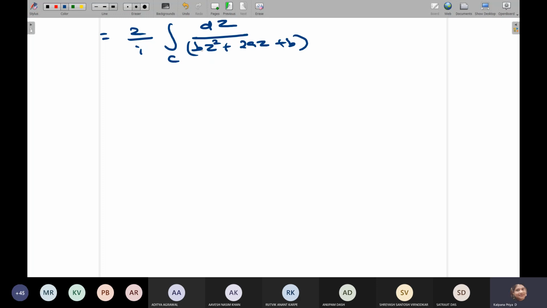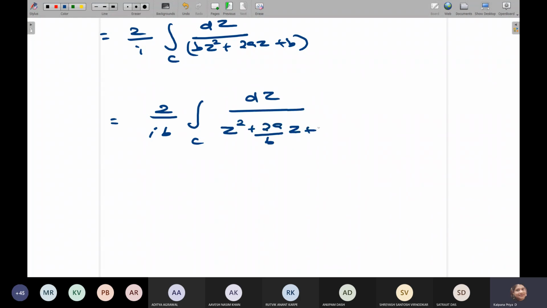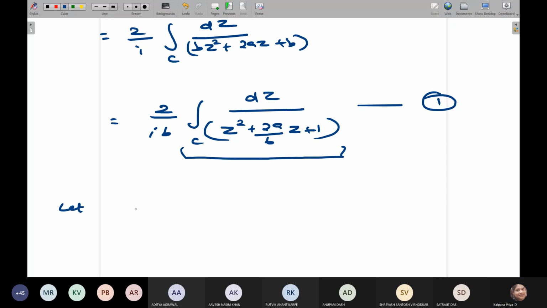Now, as I said in the previous problem, always bring coefficient of z square as 1. Okay. So I'm taking b outside. So 2 by ib integral over c dz by z square plus 2a by bz plus 1. Okay. Now we are going to solve this integral alone. And I'm marking this step as 1. Let us equate z square plus 2a by bz plus 1 equal to 0.